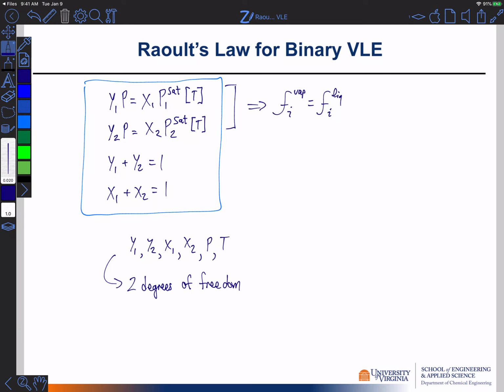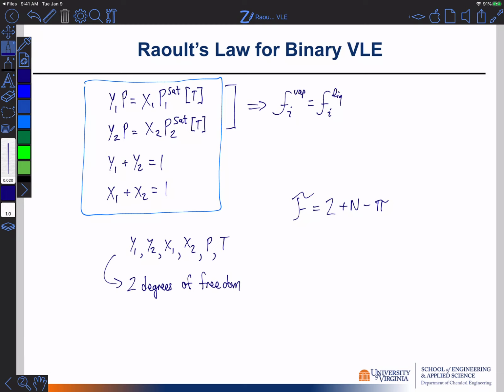And if we specify 2 of these variables, then we can calculate everything else, right? And this is consistent with the Gibbs phase rule, right? So if we think about the Gibbs phase rule, and this is discussed in chapter 10.1, the degrees of freedom in the system are equal to 2 plus the number of components in the system minus the number of phases.